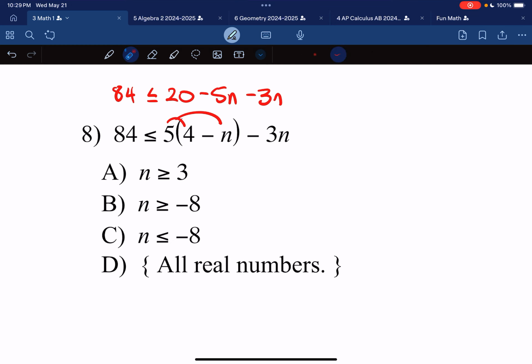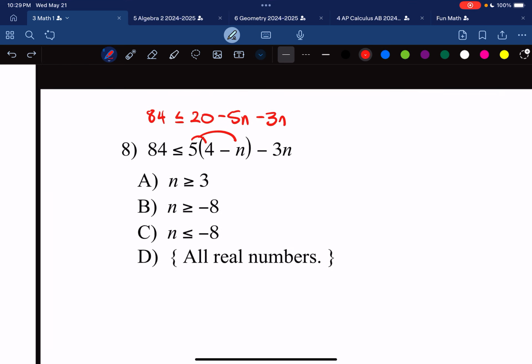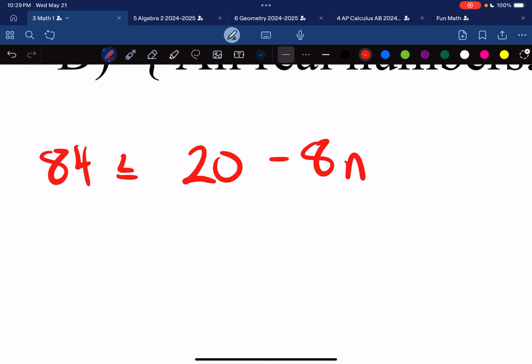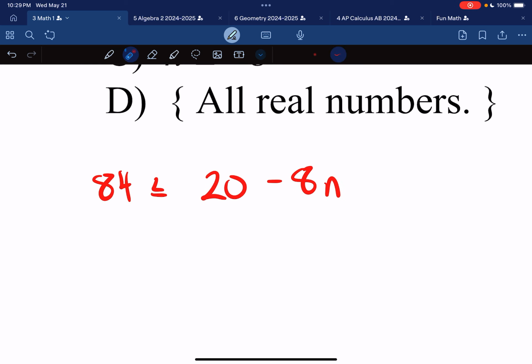From here, I'm going to combine my like terms, and notice we have a variable and the same variable with the same power. So -5n and -3n are going in the same direction. They're both going to a -8n. I still have the 20 on the right-hand side and 84 on the left-hand side with this less than or equal to. Zooming into our problem now, we need to reserve one side for variables and one side for constants.